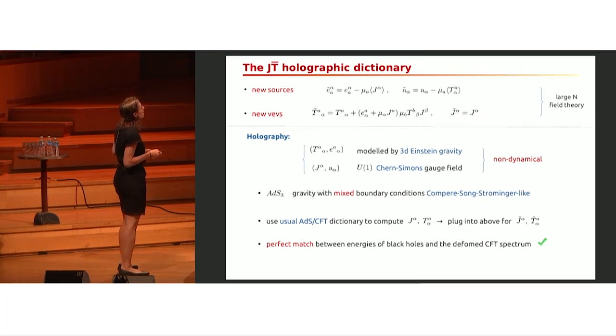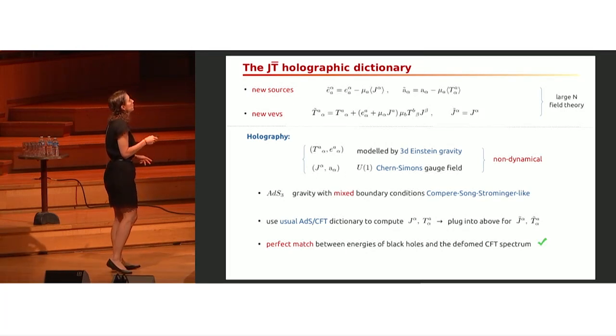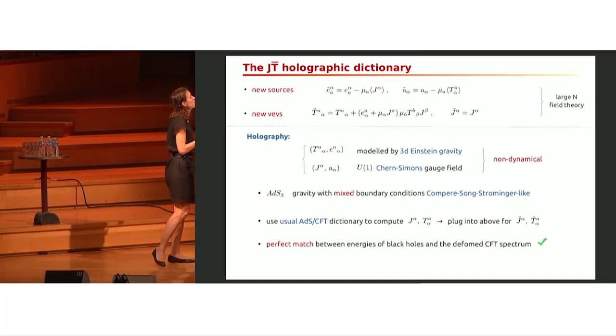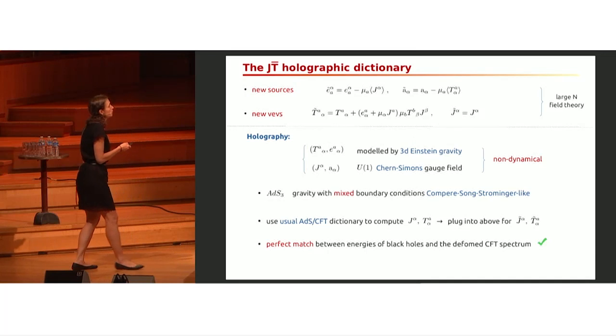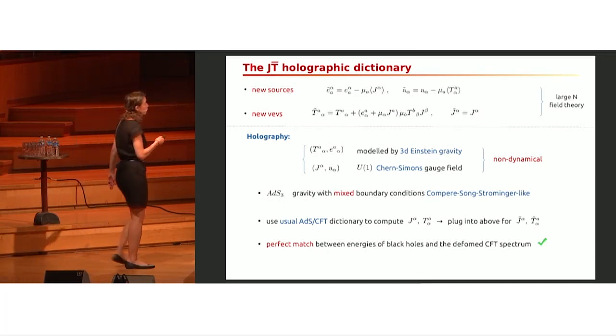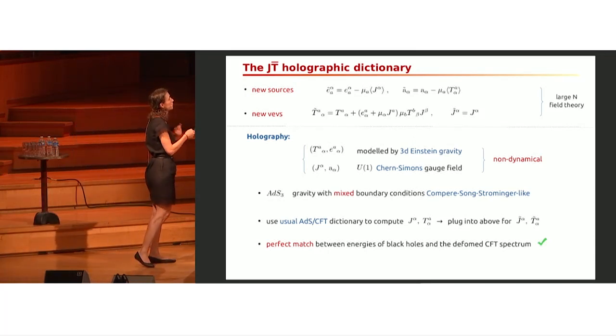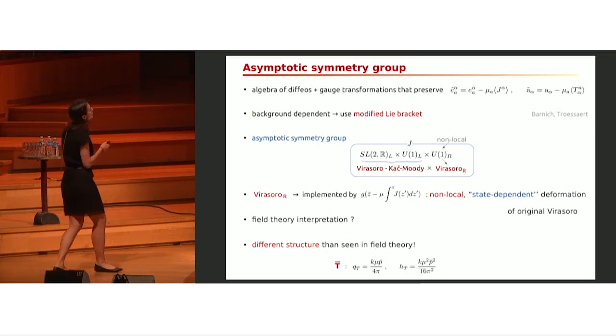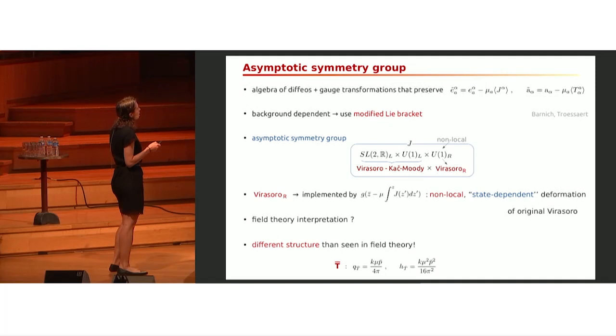Then plug it into this ugly formula, and that turns out to match precisely with the field theory calculation I showed before. So this really works very nicely. One can also look at asymptotic symmetries that preserve these boundary conditions.